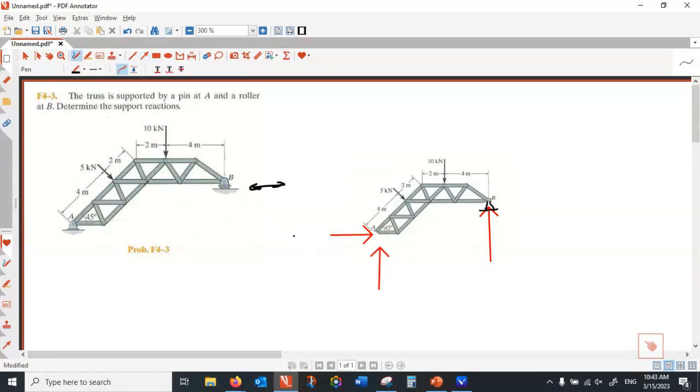All right, labeling is important. I call this AX and call this one AY. And this one, let's call this BY. All right, that free body diagram is my laboratory.